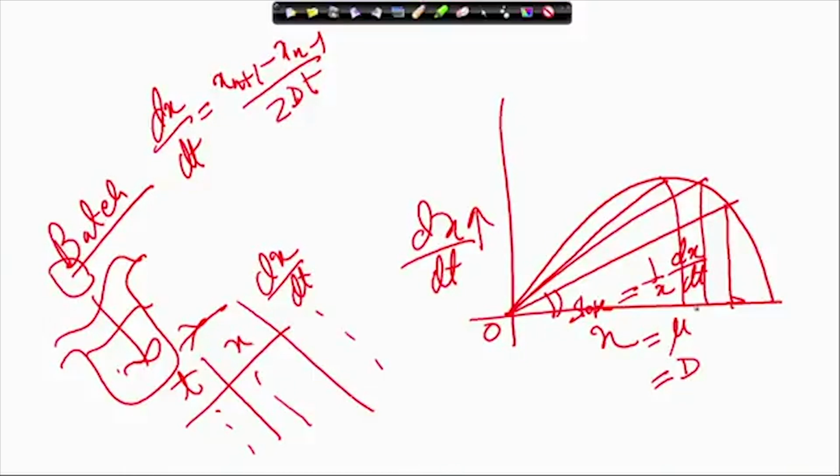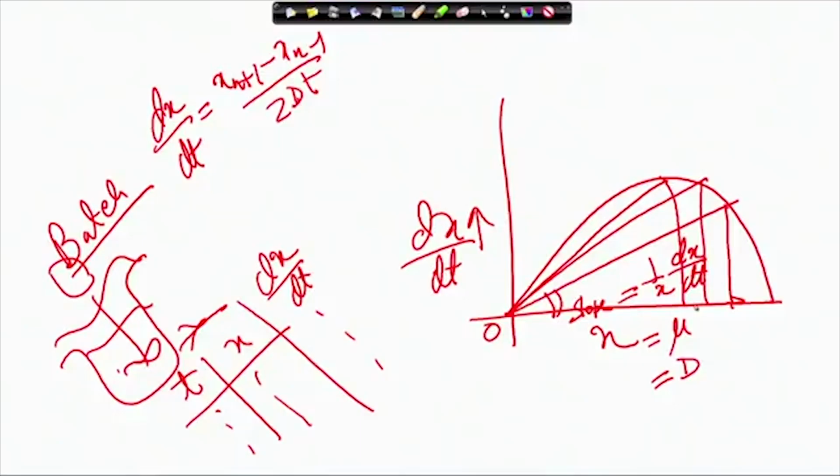So, without going for the operation of the continuous process, by simple operation of the batch process it is possible to find out what the cell mass concentration should be in a chemostat.